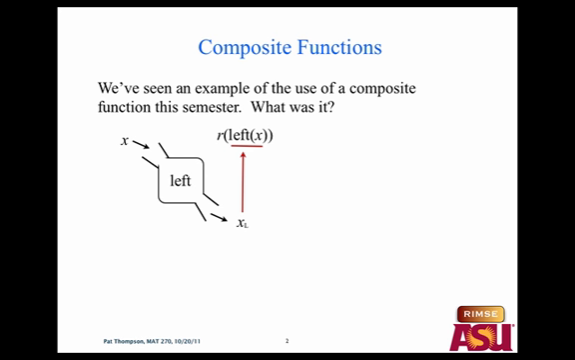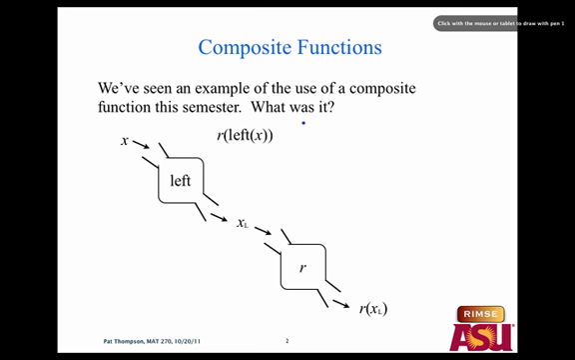But in this composite setting, that left x value also becomes the input into the next function, which is the rate of change function, r. So the output of that is the rate of change at the left end of the interval that contains the original value x. So just a picture of that.